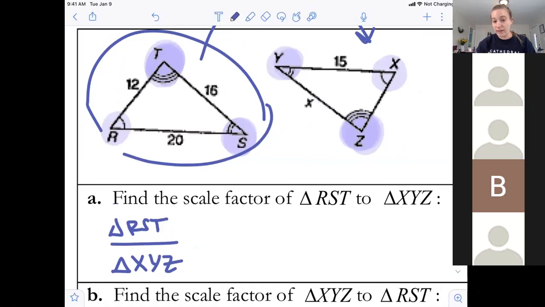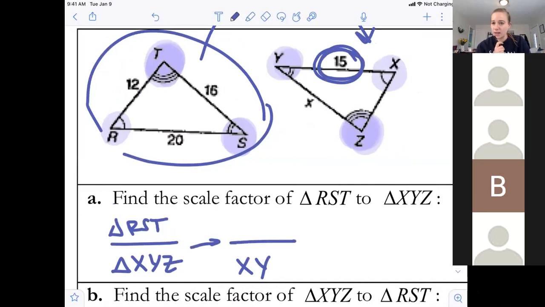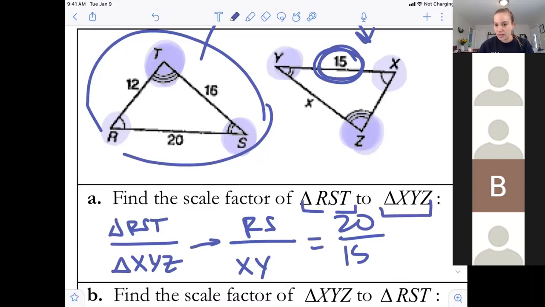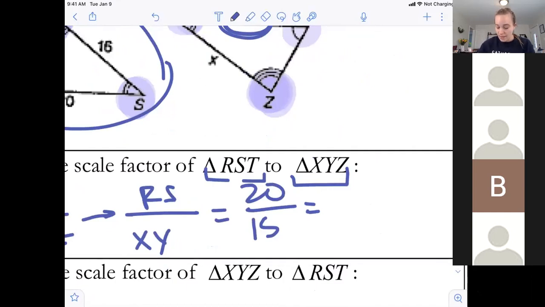Now I only have one value in XYZ. I only have 15. So I have to know which side goes with XY in order to make this proportion. What side goes with XY? RS. Very good, Colin. Now that I know RS and XY go together, I'm going to put their numbers with it. RS is 20, XY is 15. I thought of XY first, but it still goes on the bottom because of the question that was asked. It says I want to go from RST to XYZ, so XYZ is at the bottom. So I've got 20 over 15 and we want to simplify that. Always simplify, always, always, always. A factor of 5 can come out of both of them. So I get 4 over 3.